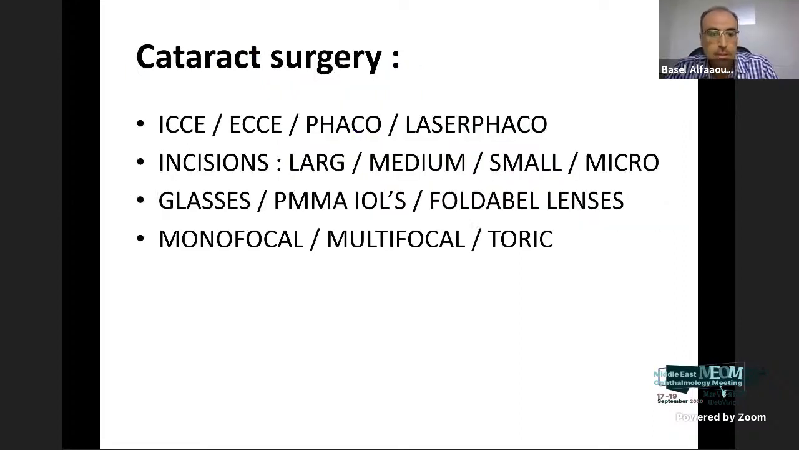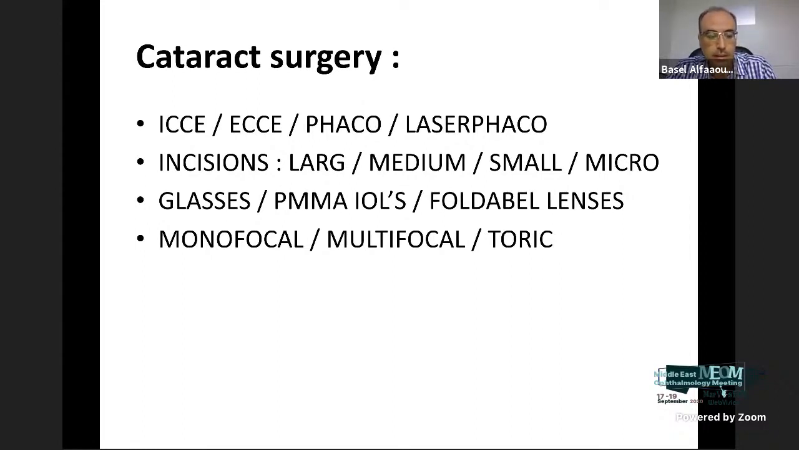But it's not improved as cataract surgery. Cataract surgery developed from intracapsular to extracapsular, then phaco, and now laser phaco machines are available. The incisions in cataract surgery also went from large to medium, small, now micro incisions.